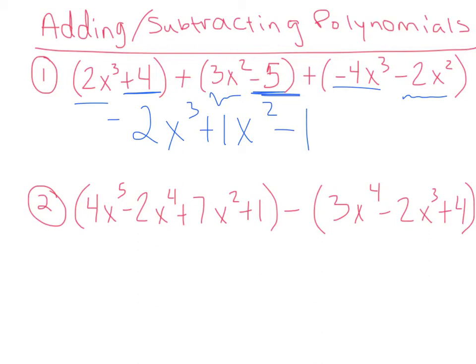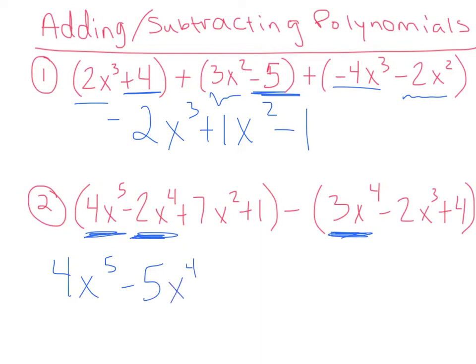Now if you're subtracting, just make sure you go first and foremost in order of largest exponent to smallest. So we start with our 4x to the 5th. Nothing to combine with it, so you just bring it down. And then you'd have your negative 2x to the 4th. Remember, we're subtracting, so minus 3x to the 4th, which makes negative 5x to the 4th.